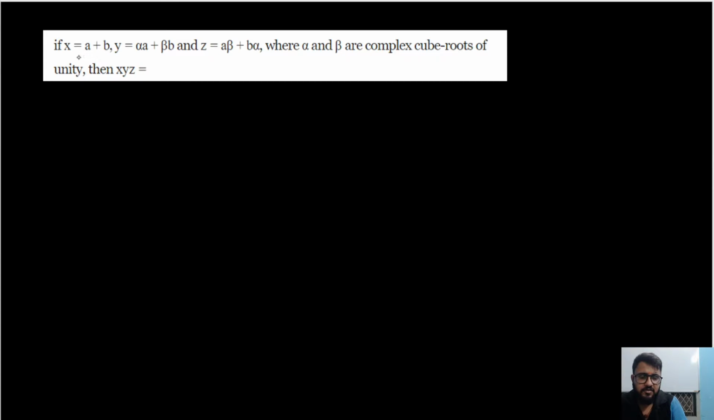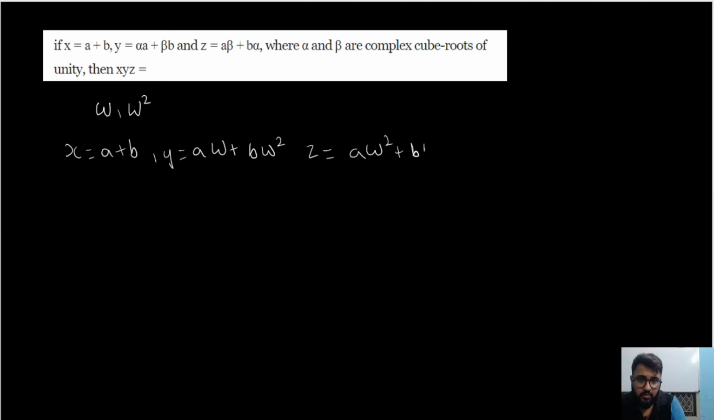And as you can see here, we have x equals something, y equals something, and z equals something, and alpha and beta are the complex cube roots of unity. So just like in the sum that we discussed before, the complex cube roots of unity are omega and omega square. So the equations just become x equals a plus b, y equals a omega plus b omega square, and z is equal to a omega square plus b omega, right?